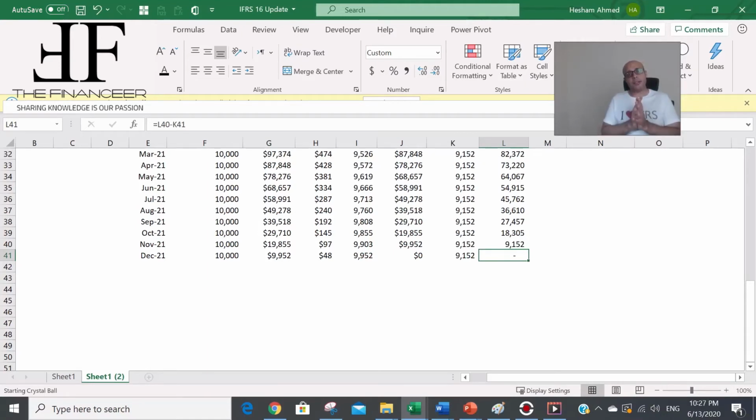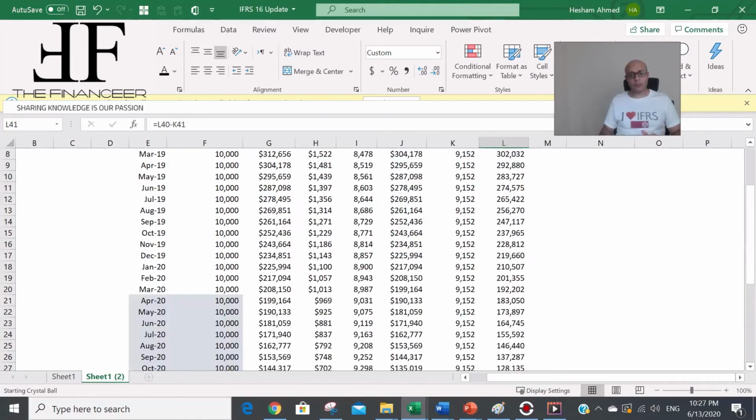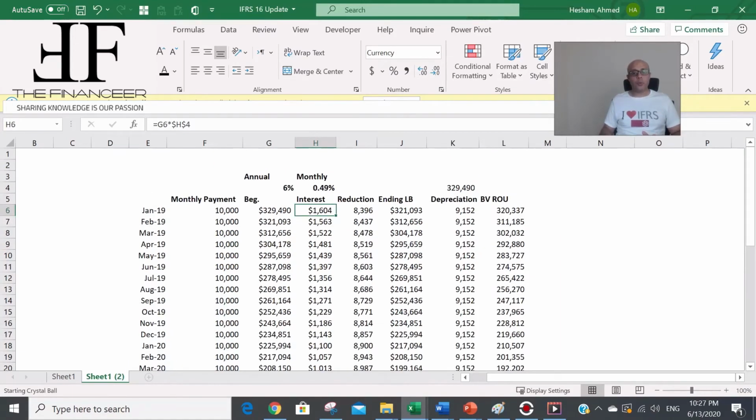So again, let's recap what we have done here. First of all, we converted the annual rate into monthly rate. Then we calculated the present value of the lease payment, and this present value considers all of the cash payments that we are going to pay, considering the monthly payment and the monthly interest rate here. So this will be the present value of the lease payment. I mean, this is the lease liability at the beginning of the lease contract.